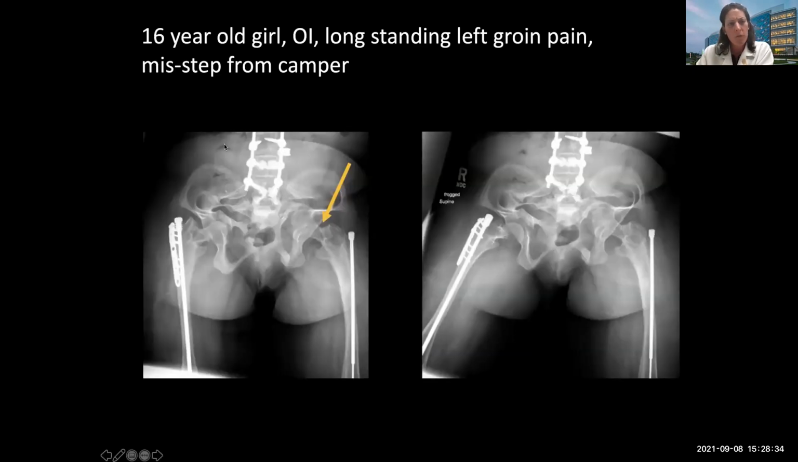This is an example of a 16-year-old girl, actually the same as she was 15 in the other x-ray we just looked at, with longstanding left groin pain, who took a misstep down from a camper and felt significant acute on chronic sharp pain in the left groin. And this arrow here is pointing out a fairly subtle femoral neck fracture on the left side.